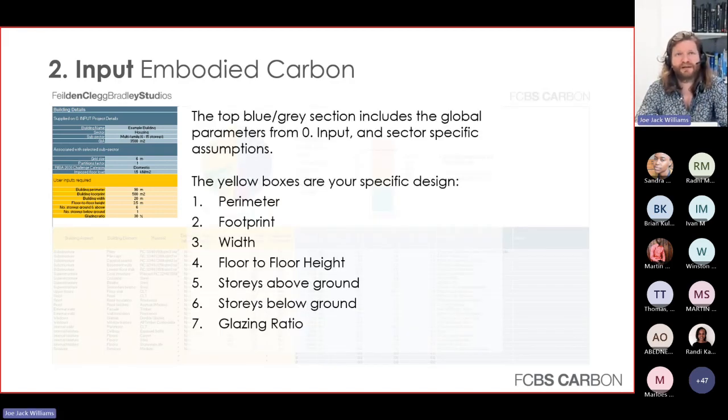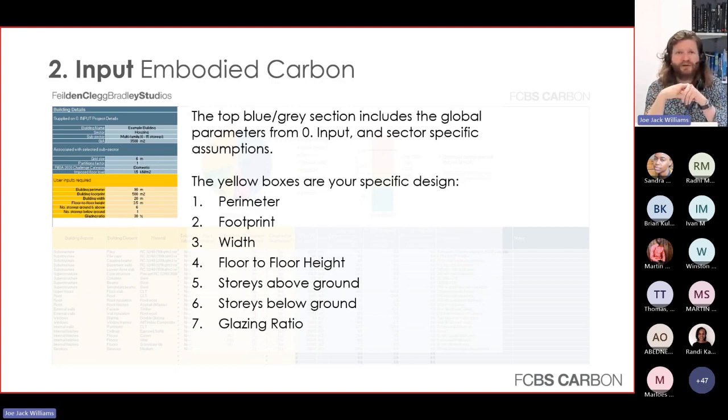This bit in the top left is the key bit. There's 7 input parameters, and these 7 input parameters describe most of the building, the kind of physicality of it. So it's the perimeter, it's the footprint, it's the width, it's floor-to-floor height, stories above ground, stories below ground, and glazing ratio. So just to note, the width is just a kind of arbitrary dimension. So pick a narrow bit through it, put the width in there. That'll help just to understand what the grid could be.